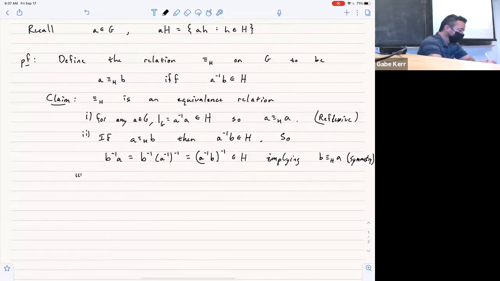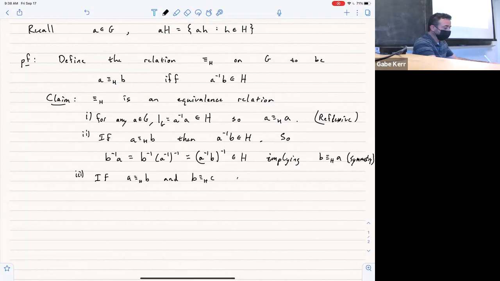And then for transitivity, well, what haven't we used for the properties of subgroups? We haven't used that a subgroup is closed under composition, the law of composition. So let's assume that we have the setup that A is congruent to B and B is congruent to C. Then, well, by definition, A inverse B and B inverse C are elements of H.